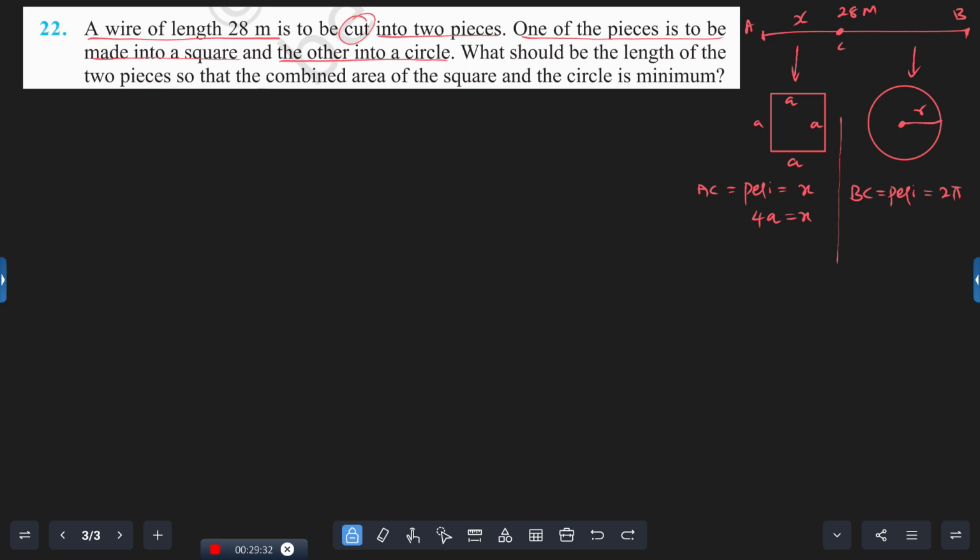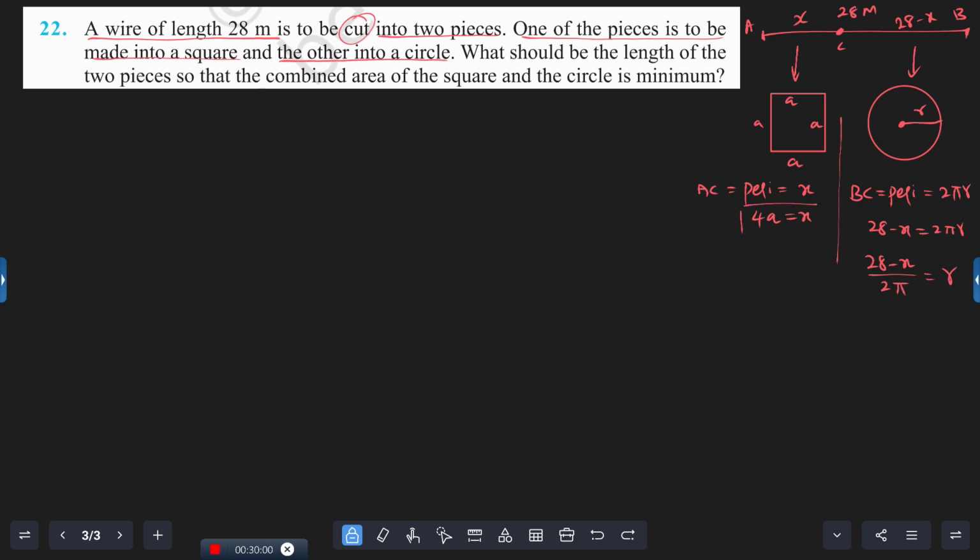Okay, 2 pi r. But if it is x here, children, the total length is 28. If it is x, what about the remaining piece? 28 minus x. Then what is the BC length I have? 28 minus x is equal to 2 pi r. So based on the requirement, you can use the r value. So then what is the r value? 28 minus x divided by 2 pi, which is equal to r.